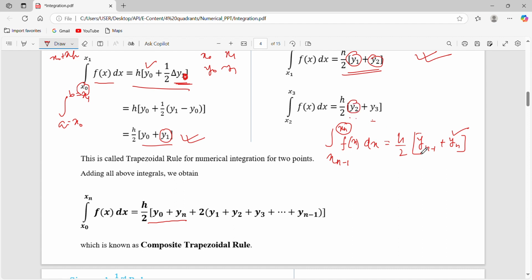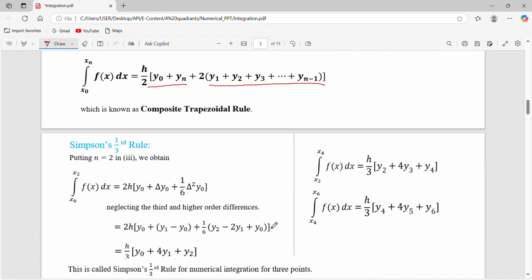In the same way yn minus 1 is also two times. In the previous interval we also got yn minus 1. So after counting this, the remaining terms occur two times, and that's why plus 2 into the remaining terms. So this is known as the composite trapezoidal rule.